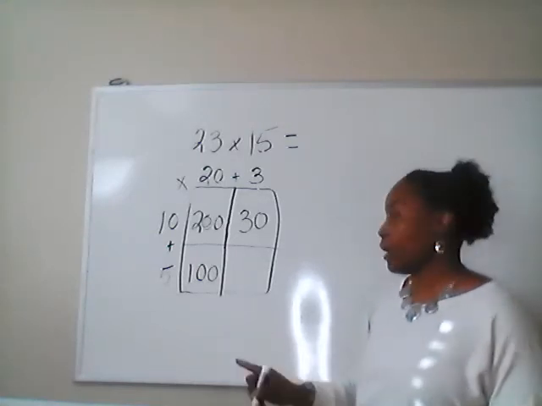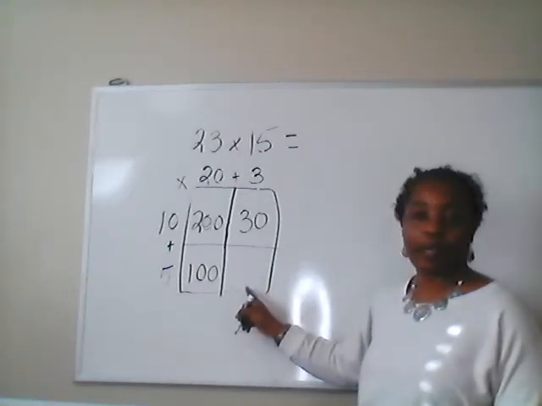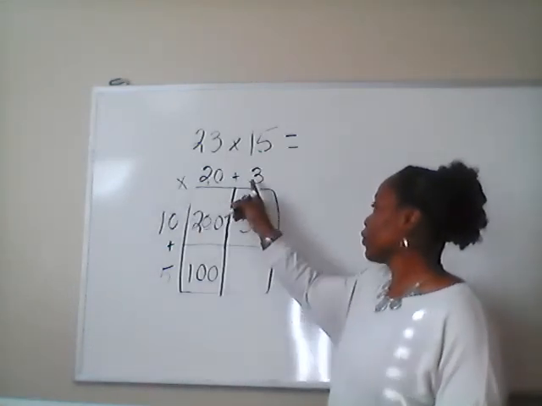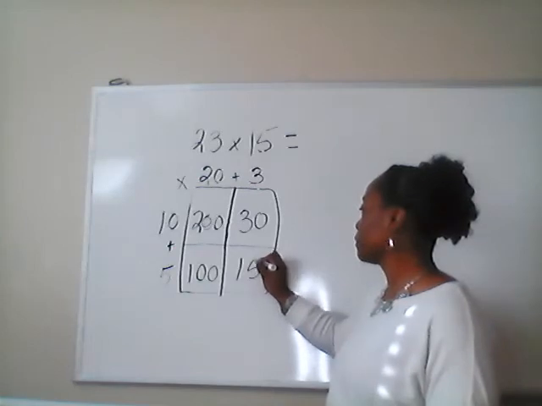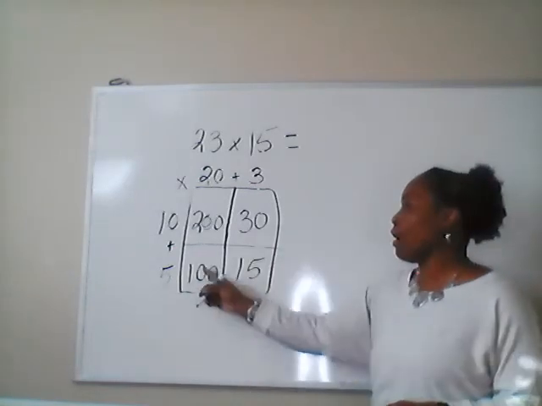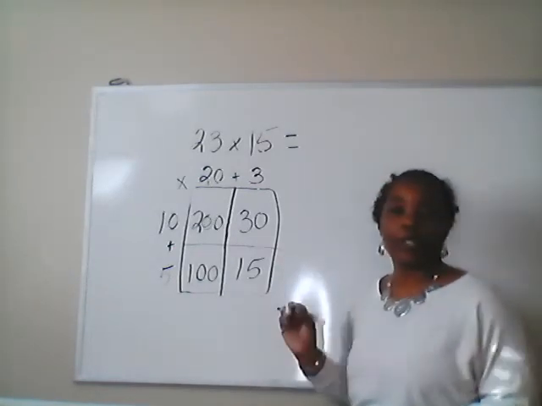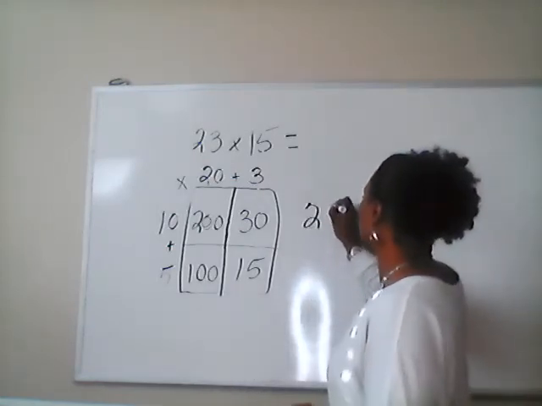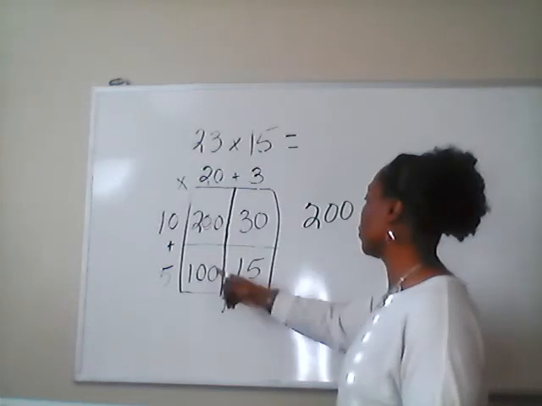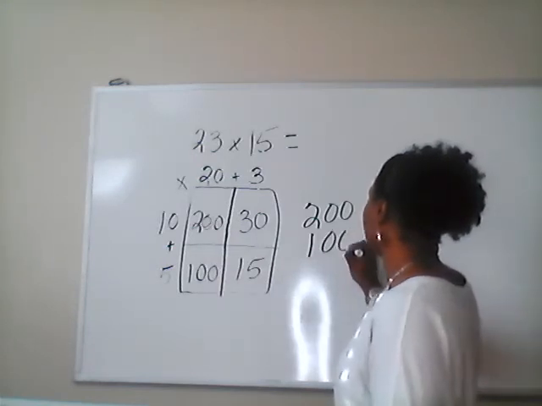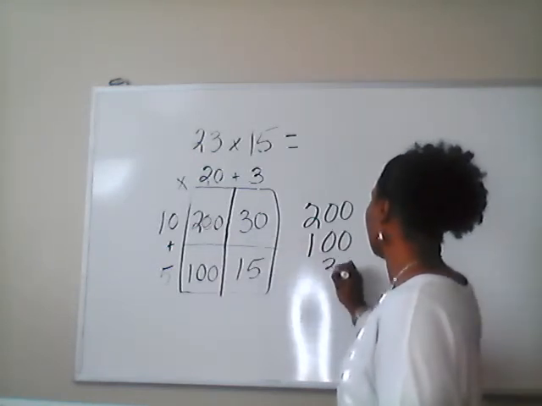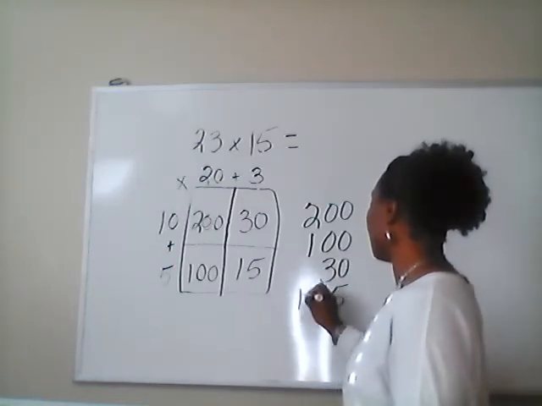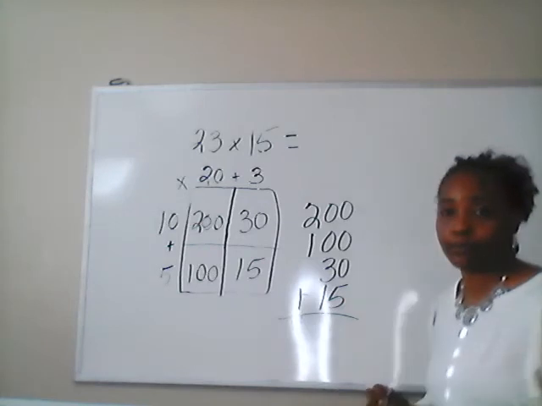Now, we're ready to put our last partial product in that box. 5 times 3 is 15. Now we have all of our partial products, so we are now ready to add. 200 plus 100 plus 30 plus 15. So now we're adding all of our partial products together.